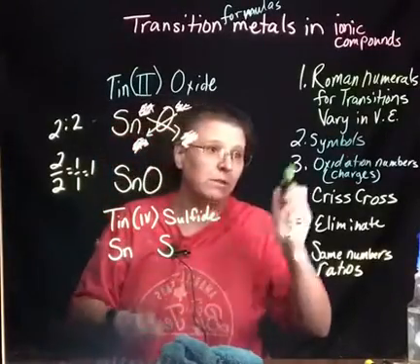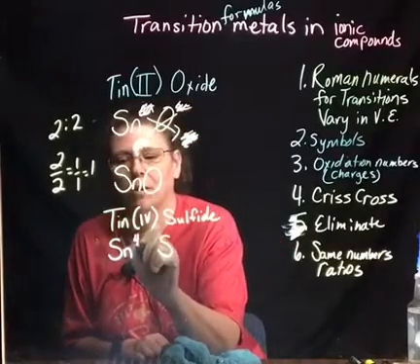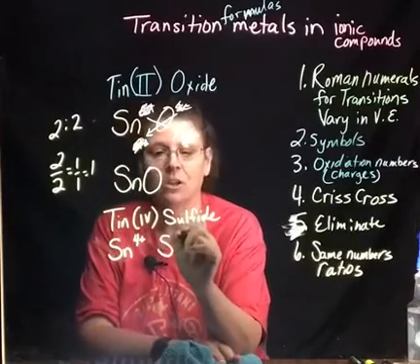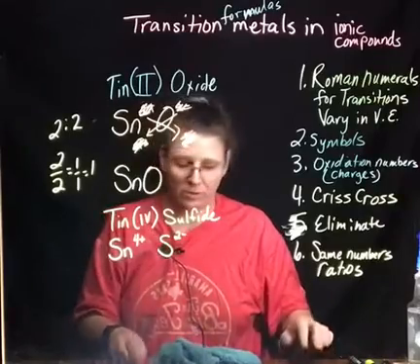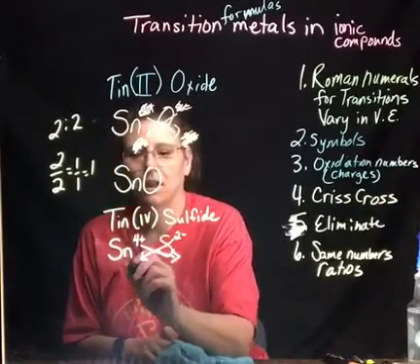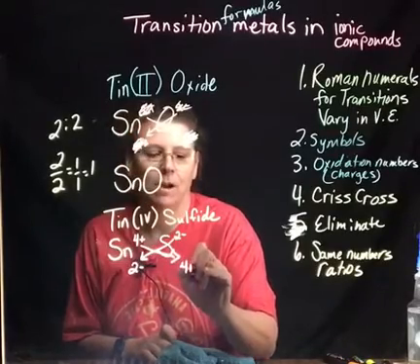All right, so first thing we did is we write our symbols. Second thing we're going to do is put our oxidation numbers. 4 plus, and then sulfur is in the same column as oxygen, so it's going to be a 2 negative. Okay? We're going to use our crisscross method. Crisscross. I end up with 2 negative, 4 positive.